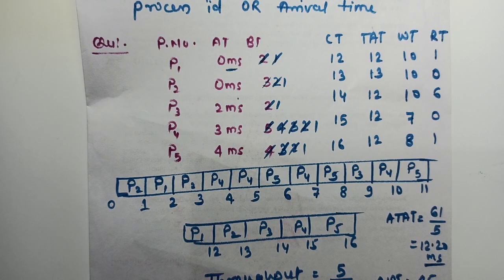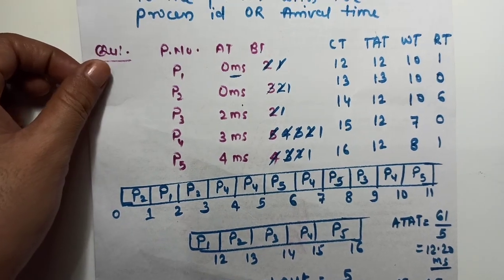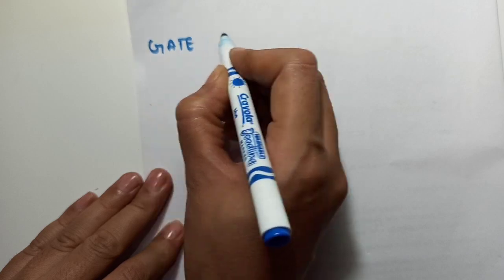Okay, so in GATE 2006 one of the questions has been asked from this CPU scheduling topic, and the algorithm was LRTF. So let's try that question first. It is asked in GATE 2006.